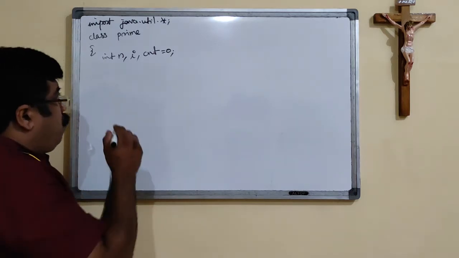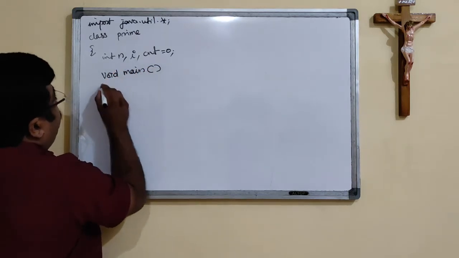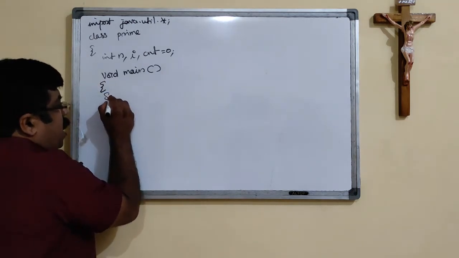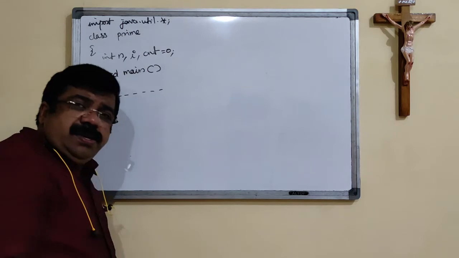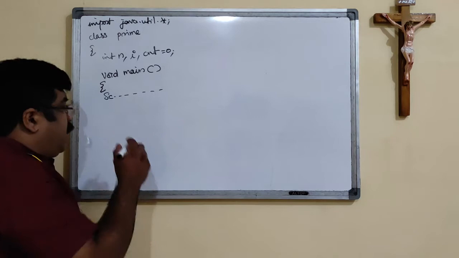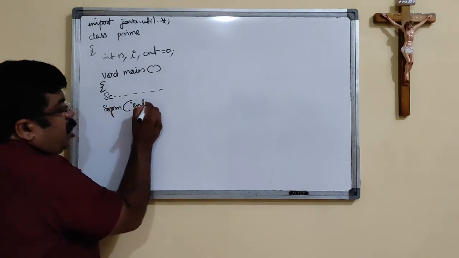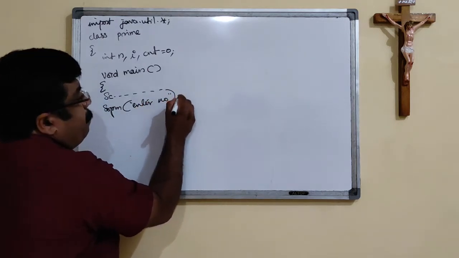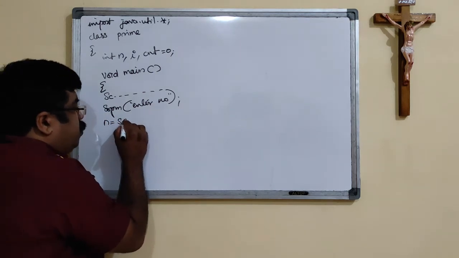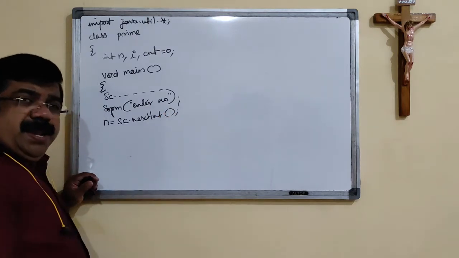Now void main. Since we have to input the number, we are using the Scanner class. Scanner sc is equal to new Scanner(System.in). After that, we are giving the message with System.out.println, enter a number. Now n is equal to sc.nextInt(). This is a statement we have already seen.